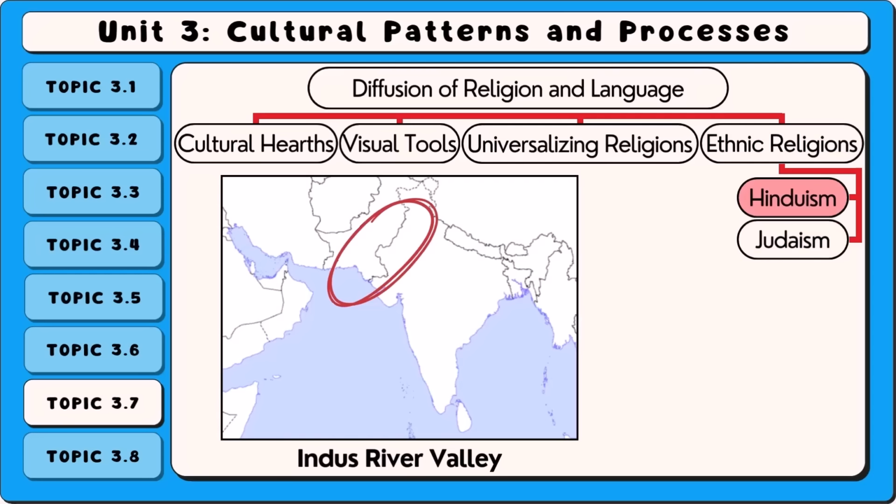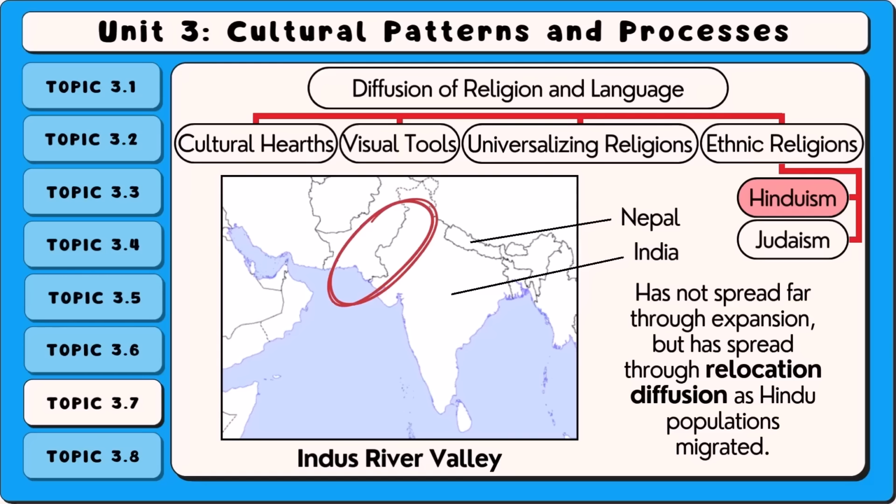Hinduism began in the Indus River Valley and remains most strongly practiced in India and Nepal. It has not spread far beyond South Asia through expansion, but has reached other parts of the world, especially the US, the UK, and East Africa, through relocation diffusion as Hindu populations migrated.